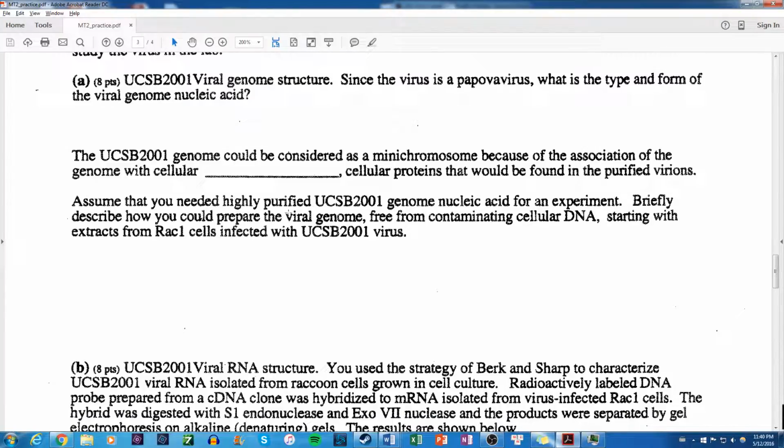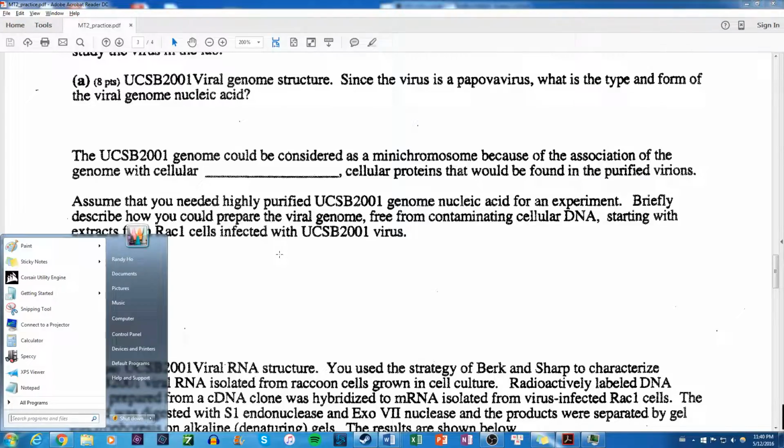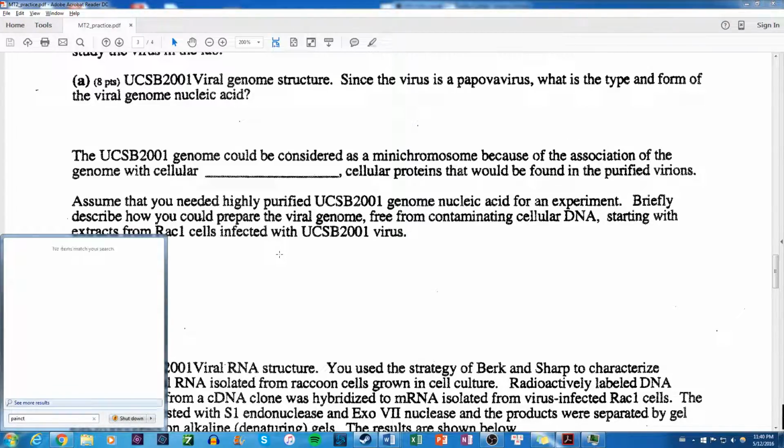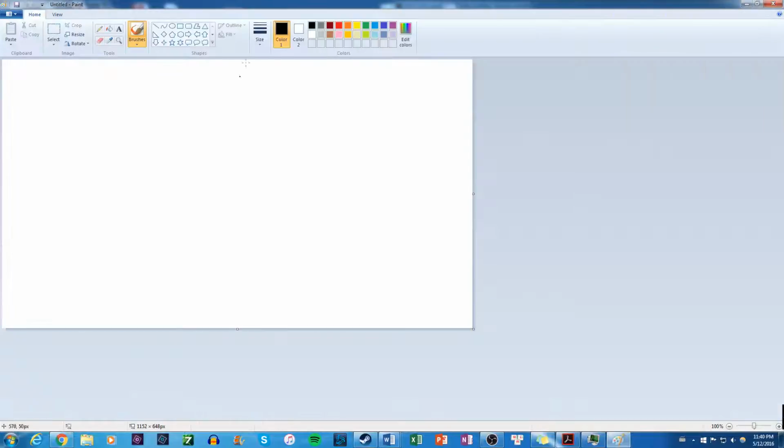Okay, so assume that you need highly purified, basically, you need to isolate this virus. So this goes a bit into a lab technique. This was covered in lecture. If you look back through lecture notes or you rewatch lecture, there are steps to it. So you can try and look back towards it. I can't really draw it very fast. We'll use Paint. Okay, so I hope this helps.